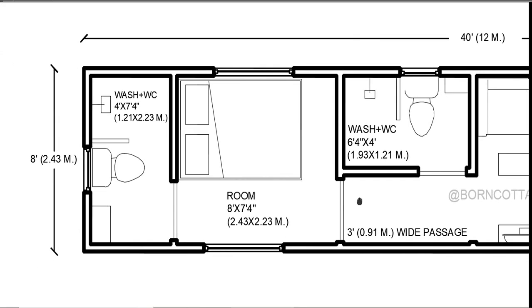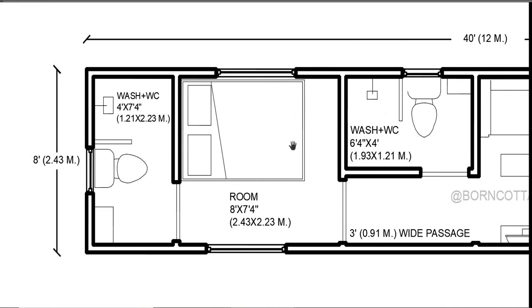So we have room number 2. The size of the room number 2 is 8 feet into 7 feet 4 inches, in meter 2.43 into 2.23 meter. You can see here the bed arrangement, and we have large size window for ventilation of this room. After that we will go inside.